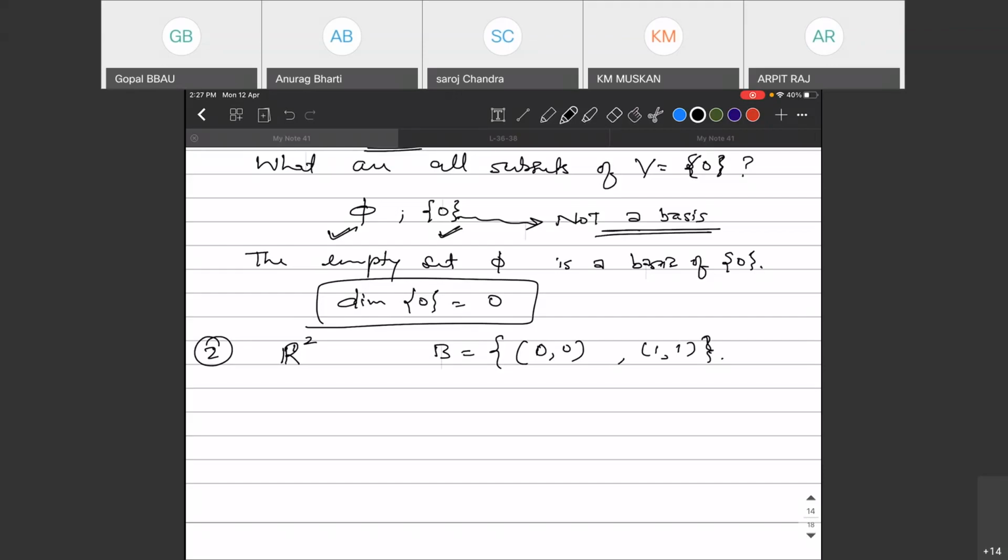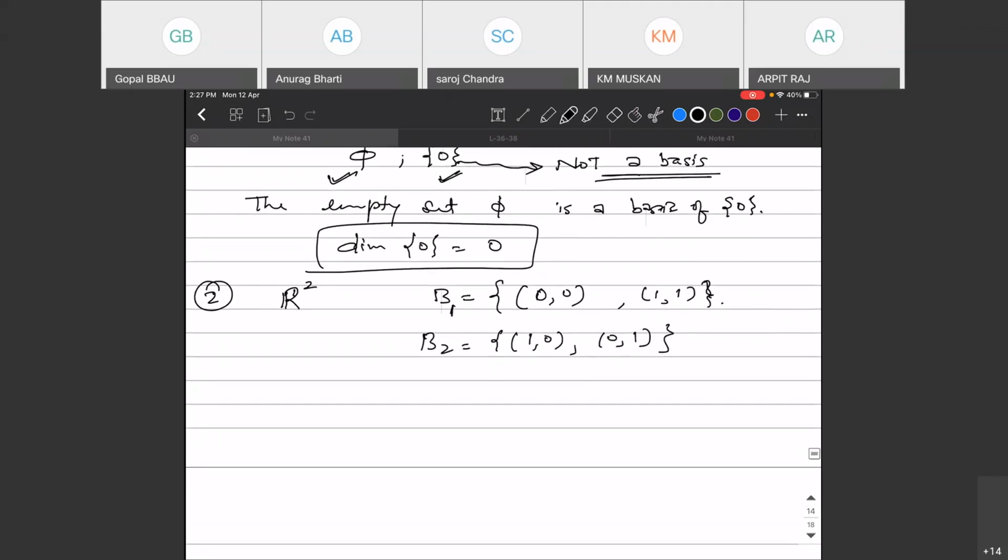Sir, 1 comma 0 and 0 comma 1. Okay, so this is B1, this is B2. Any other candidate for basis? Say, let's see what happens when we take B1 as 0 comma 0 and 1 comma 1. Okay, so this is B1 I have written. So let's see for B1 whether this is a basis or not.